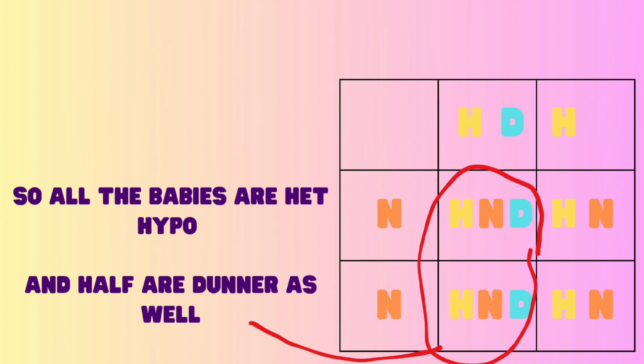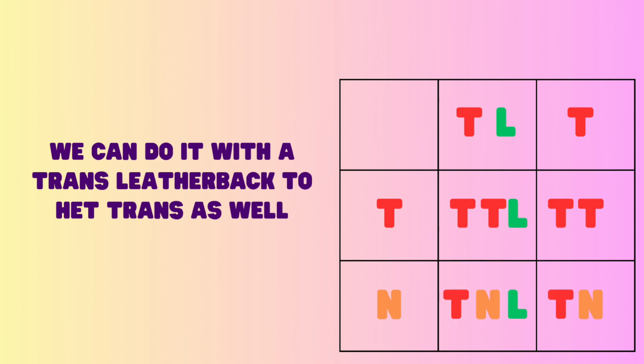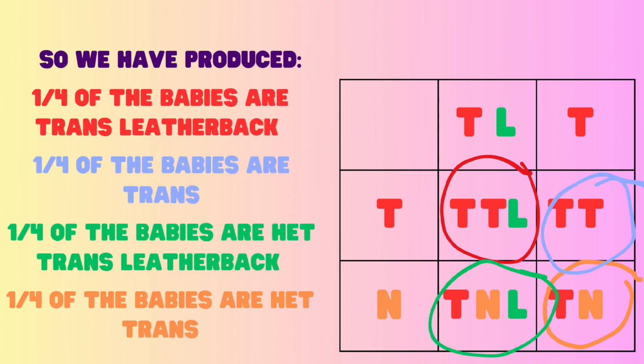And we'll leave that on the screen just a little bit longer so you can really see what has happened here and take in what's going on. So now we can do it with a trans leatherback to a het trans as well. Fill out those squares, and I'll leave this on the screen again so you can see what's going on with what we've produced.